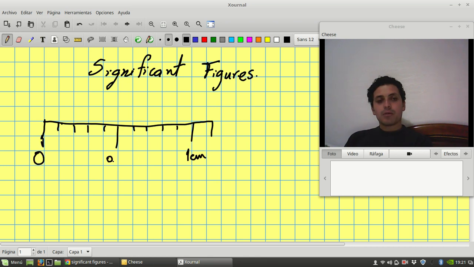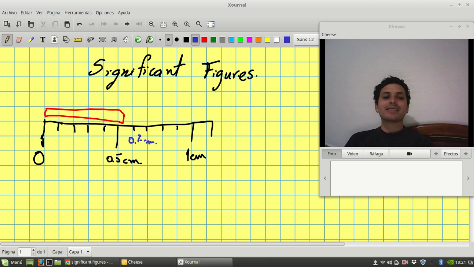Okay, that will be 0.5. And let's say that we have here an object. The object measures here. We can see that this object, the red object, is going to have a measurement between 0.5 and 0.6 centimeters. But here is the situation.